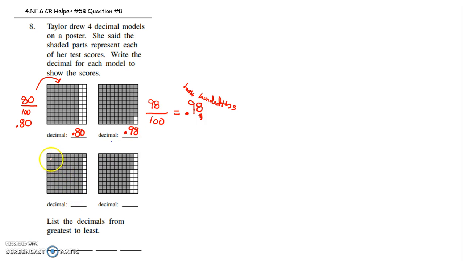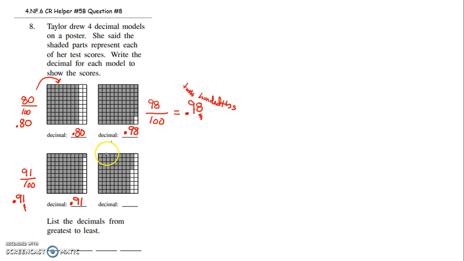Alrighty. This right here, out of 100, how many did they get right? Looks like 91. They got 9 wrong. It looks like they got 91 out of 100 right. 91 hundredths would be 0.91. It has to end in the hundredths place.